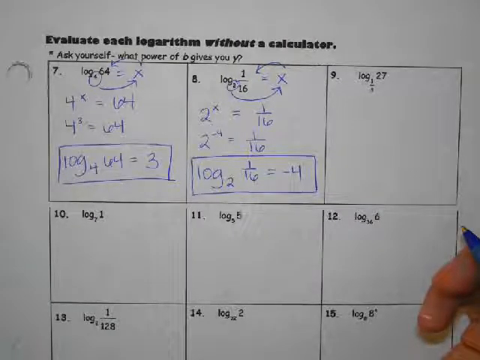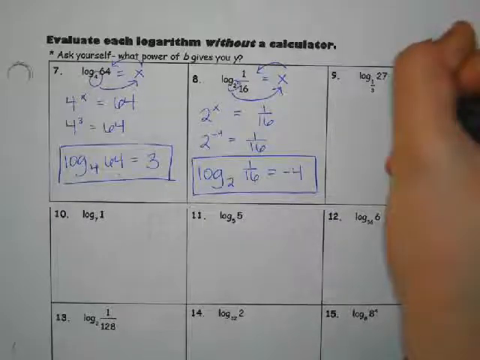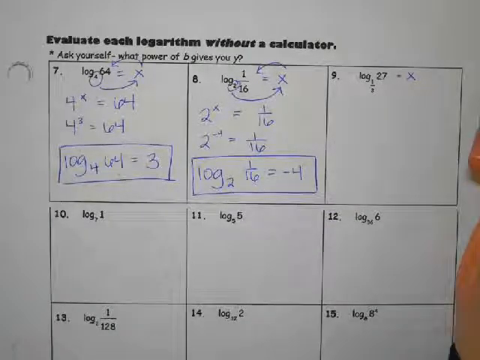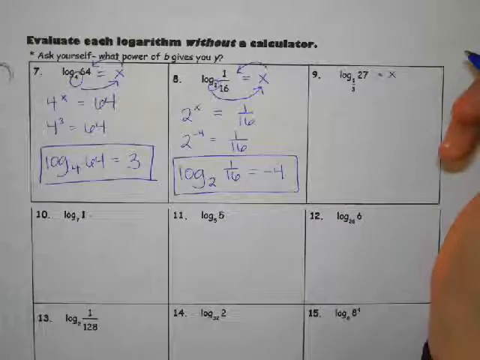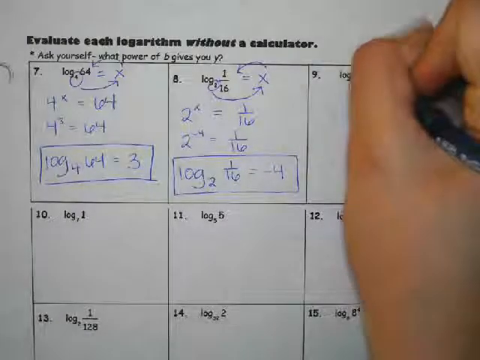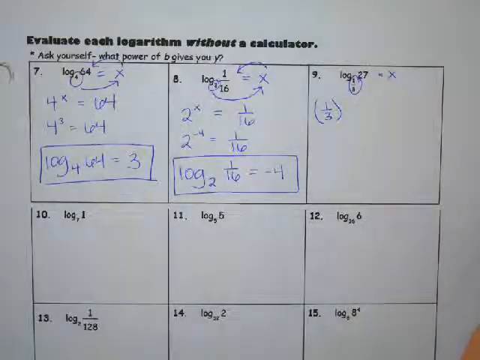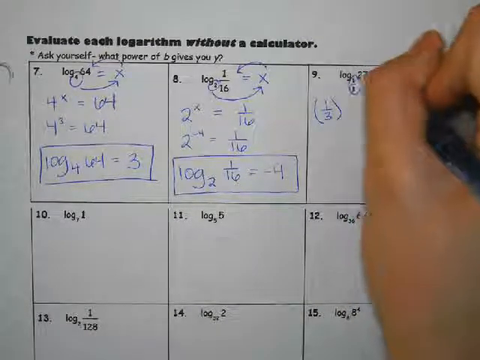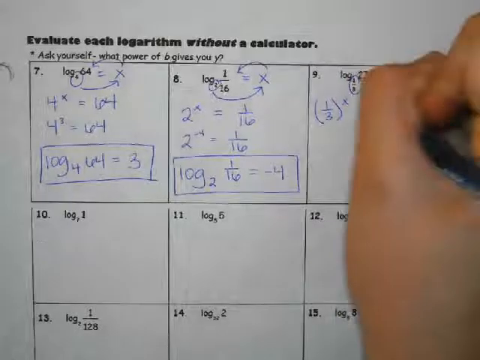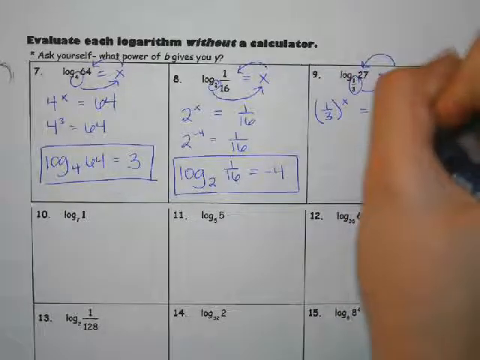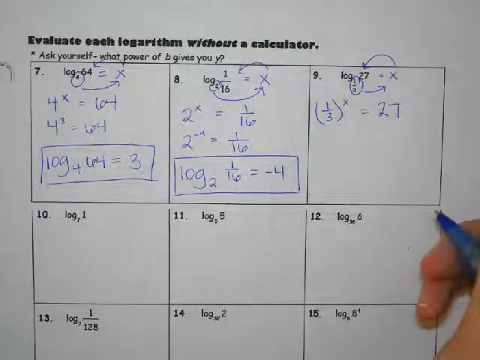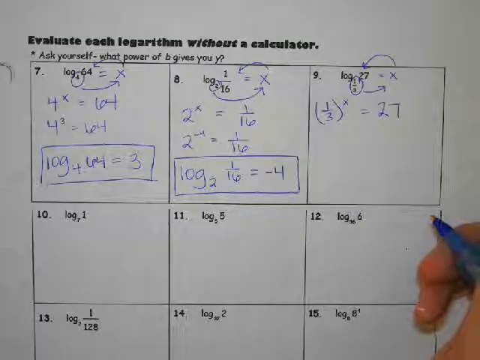All right. Has anyone started number 9 yet? Yeah, it gets weird, right? So if we look at number 9, we're going to say our base becomes the base, so 1/3, and I'm putting it in parentheses. So 1/3 to the exponent of x equals 27. And this just became a solve-that-exponential-problem by changing the base.